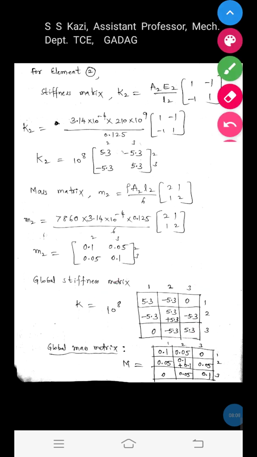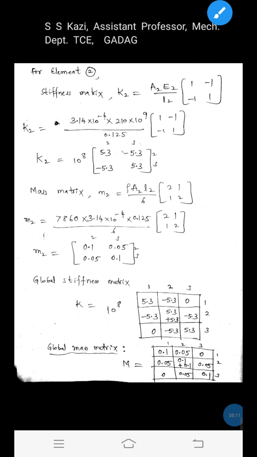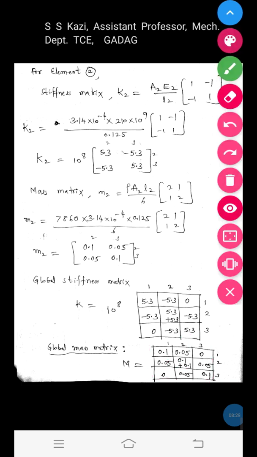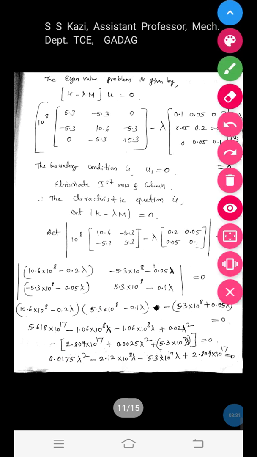And after that, global mass matrix: you just transfer the mass matrix for element 1, M1 matrix terms, into this box 1 2 1 2, and M2 matrix terms into this box 2 3 2 3. You will get one common cell here, 0.1 plus 0.1. You add it up, and remaining blank boxes you write as 0. After that you will write the eigenvalue problem equation.